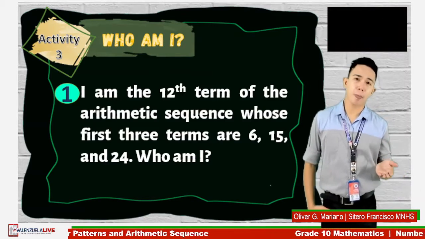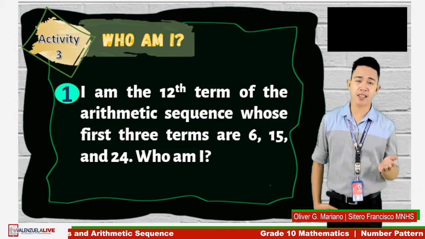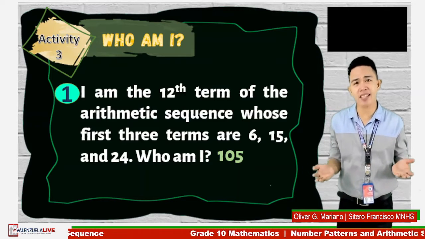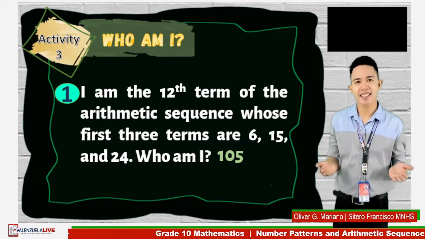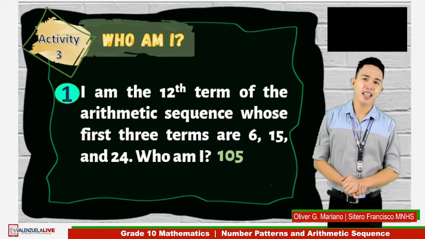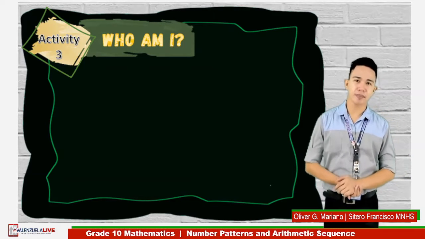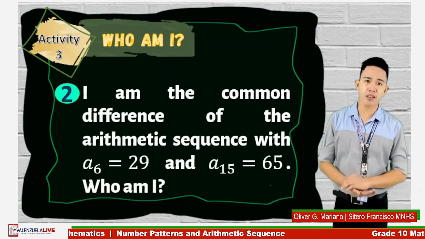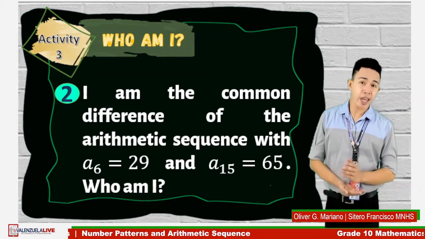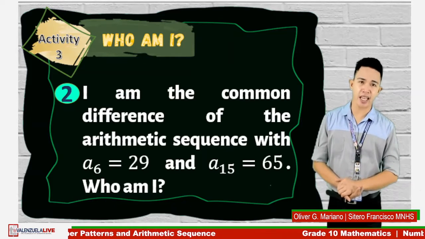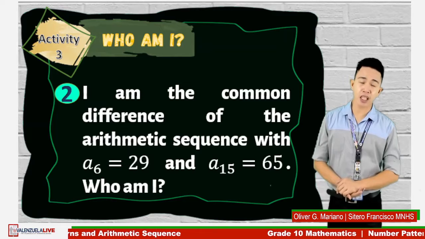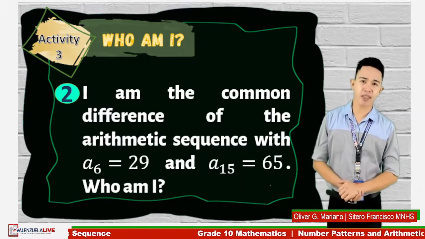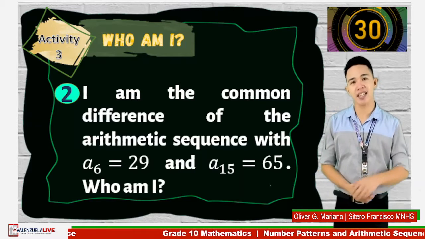Time is up. The correct answer is 105. Did you get the same answer, grade 10? Nice. Let us go to the second problem. I am the common difference of the arithmetic sequence with a sub 6 is equal to 29 and a sub 15 is equal to 65. Who am I? You have 30 seconds and that begins now.